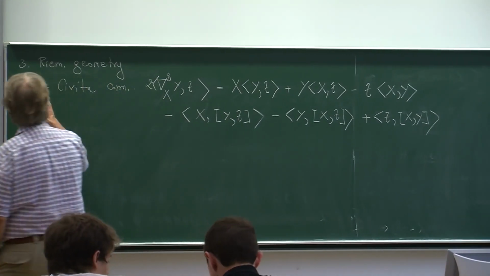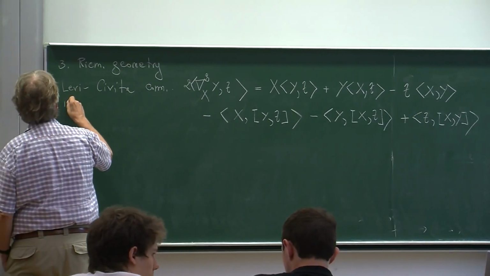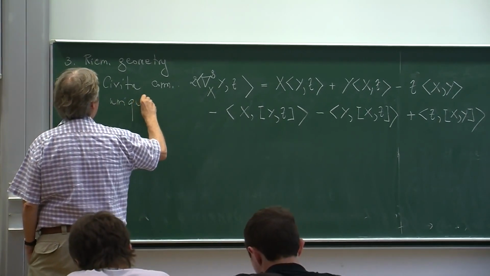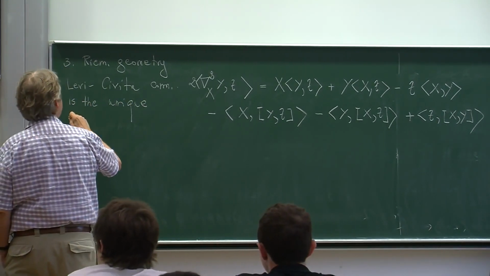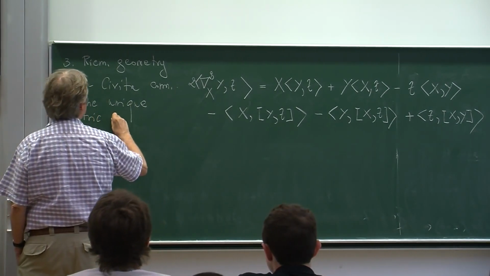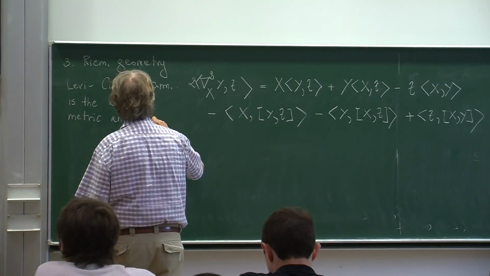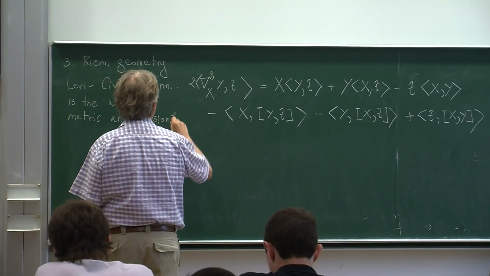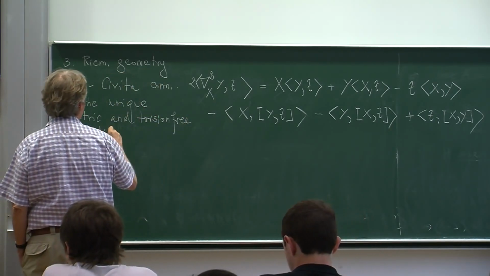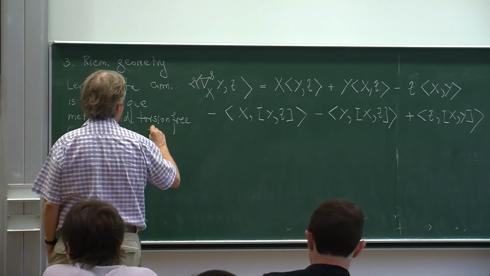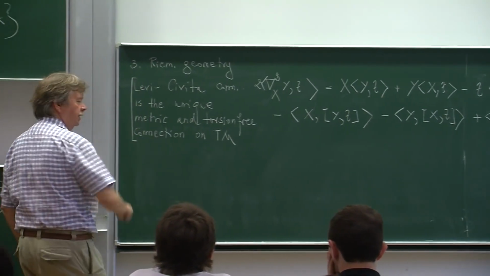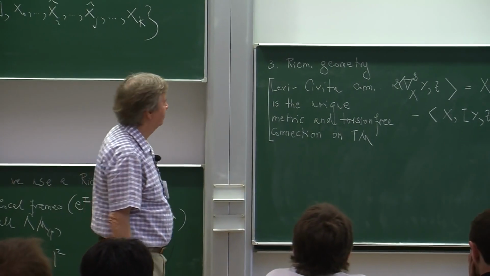And this is unique, which is a rather remarkable theorem: on TM there is a unique metric and torsion-free connection. This is called the fundamental theorem of Riemannian geometry, which you certainly have seen at some point.